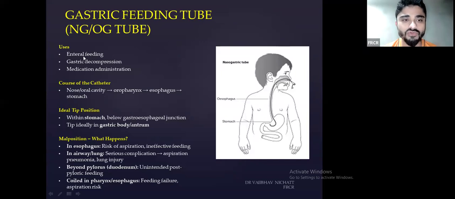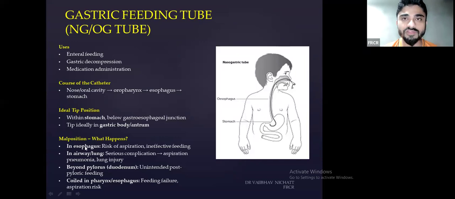For enteral feeding, for gastric decompression, and also for medication administration. The course of the catheter, like we have discussed, can be put via nose or oral cavity, then goes into the oropharynx, esophagus, and stomach. Ideal tip position should be within the stomach and well below the gastroesophageal junction in order to prevent aspirations. The tip should lie ideally in the gastric body and antrum.